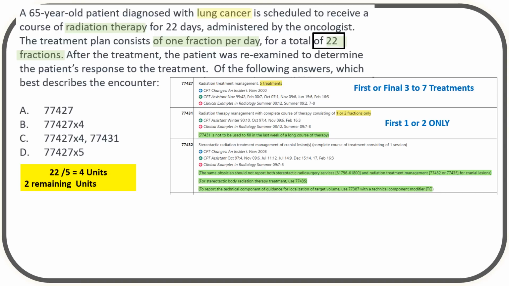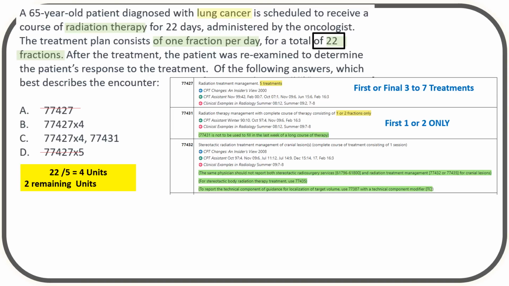Now wait a minute. First, I want to get rid of some things because we know we can code at least 4, correct? So we're going to get rid of A because A is coding 77427, only 1 unit. And we're also going to get rid of D because it's coding for 5 units. We know we're coding for 4. Now look at B and C. B is only coding for 4 units and it's not considering the 2 remaining. And C, that's coding for the 2 remaining.